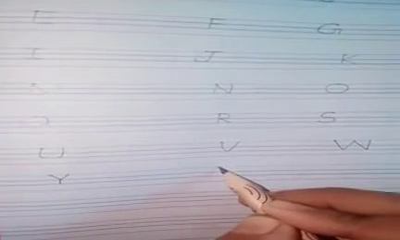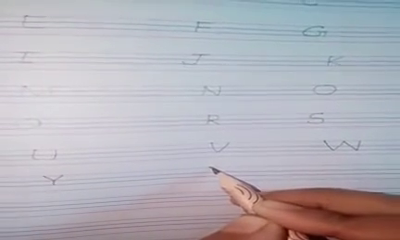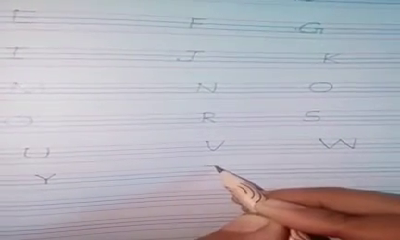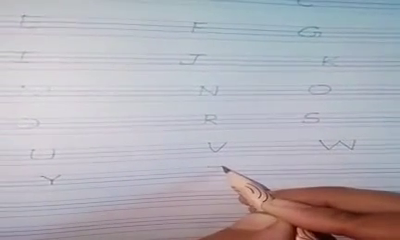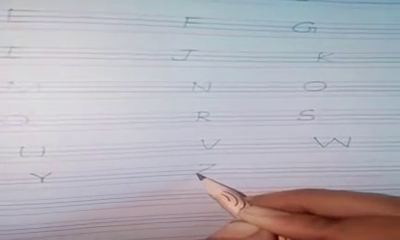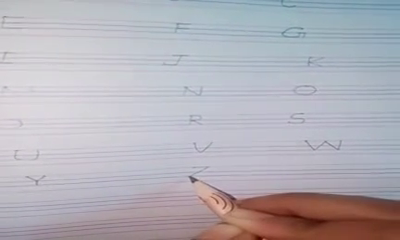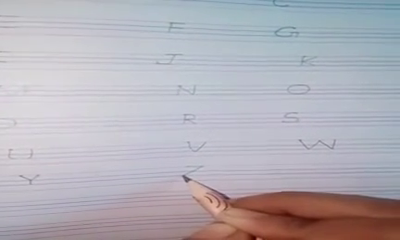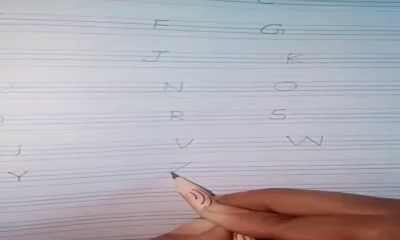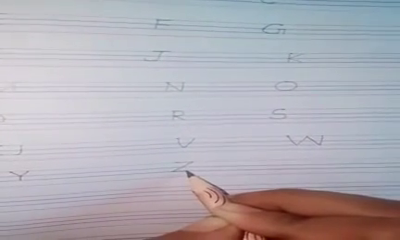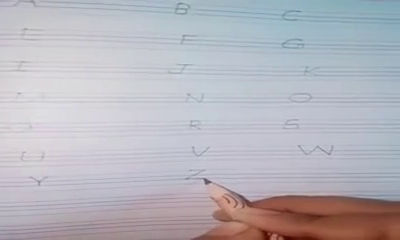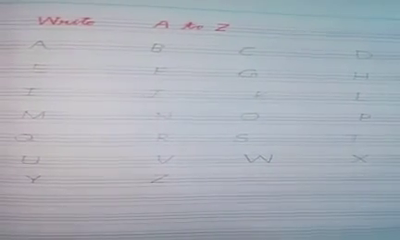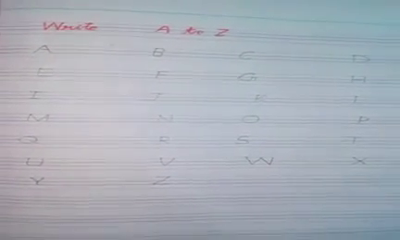Capital Z. Draw a sleeping line toward the right like this. Then make a slanting line down to the left like this. Now again a sleeping line at the bottom to the right. This is capital Z. I hope you understand capital A to Z.